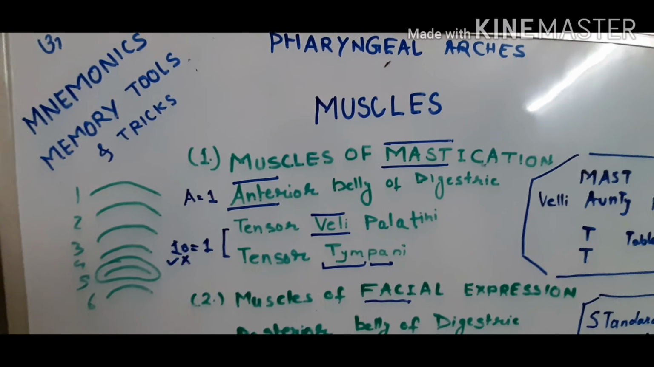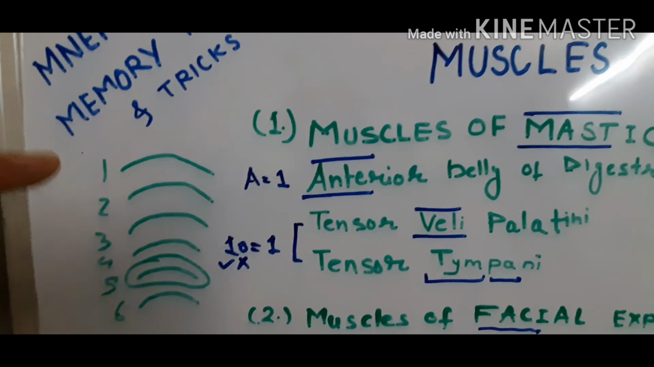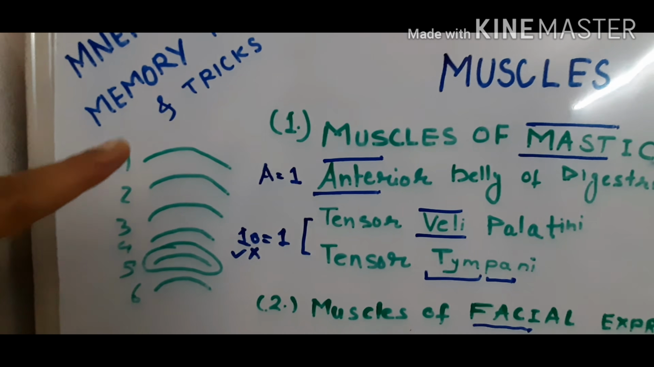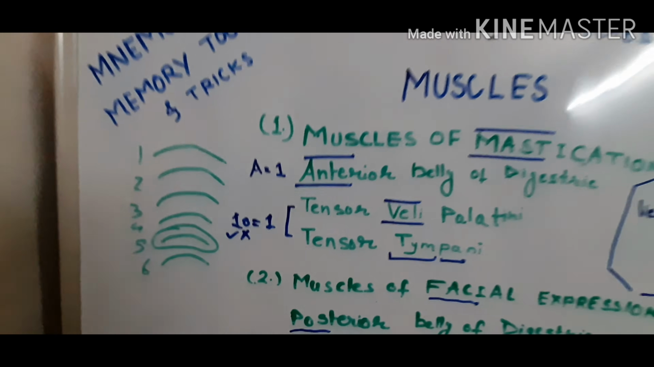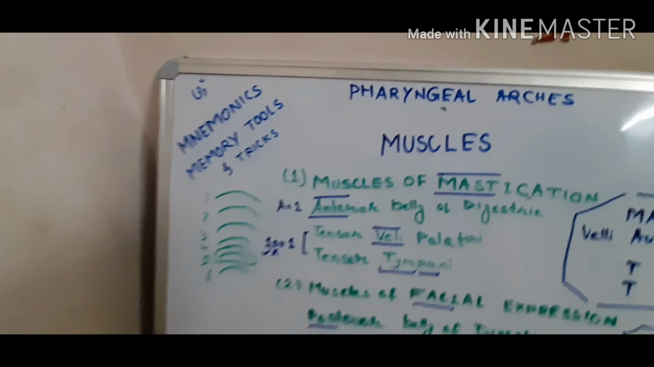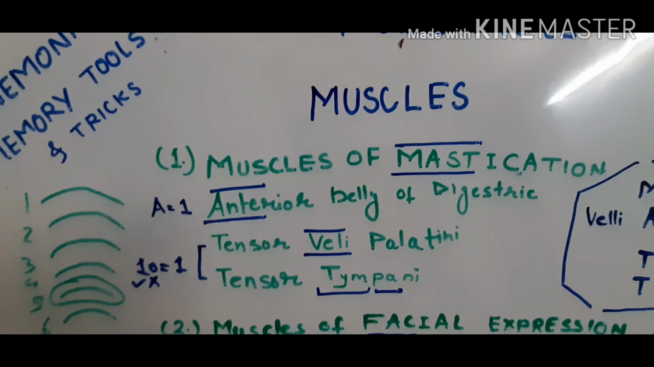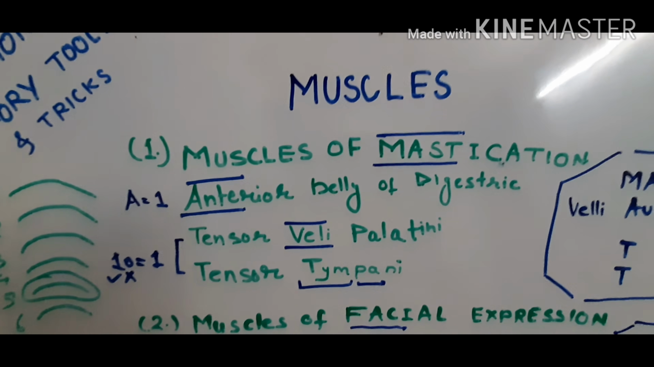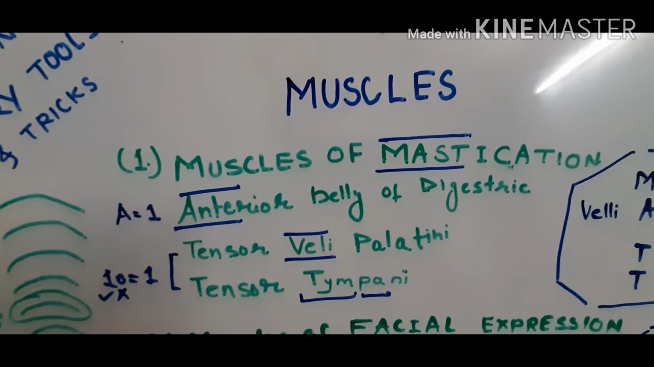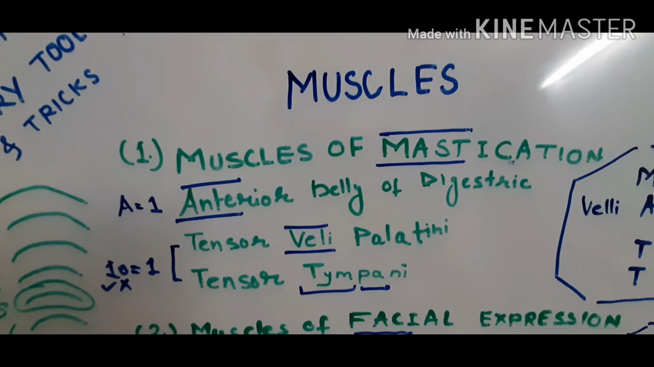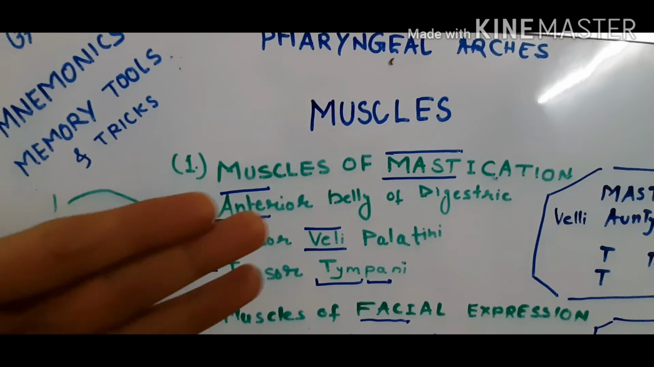So first of all we will see the standard theory, then we will go for the trick. There are six arches, first, second, third, fourth, fifth, sixth, जिसमें से कि fifth one disappears. Now first arch, four muscle groups are derived from this. So muscle of mastication, then anterior belly of digastric, then tensor veli palatini and tensor tympani. These are the four muscles which are derived from the first arch.